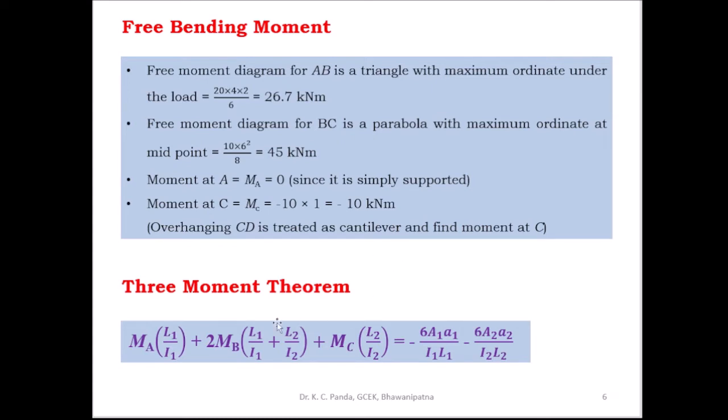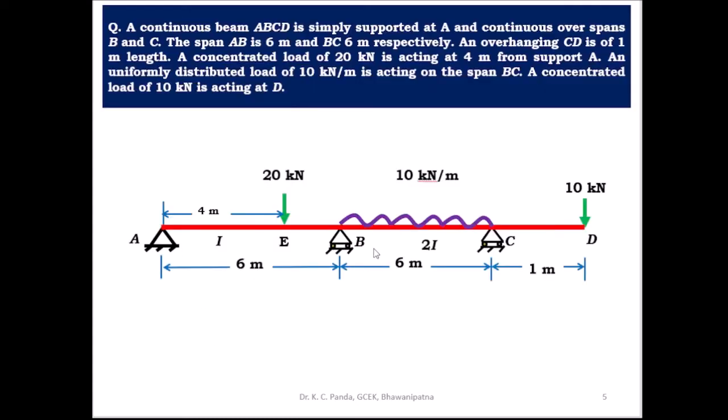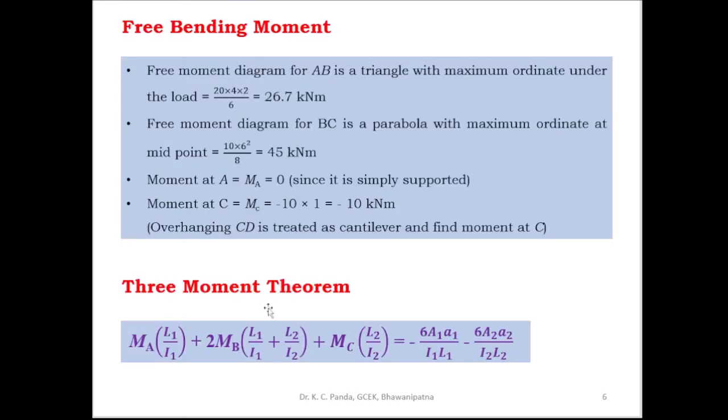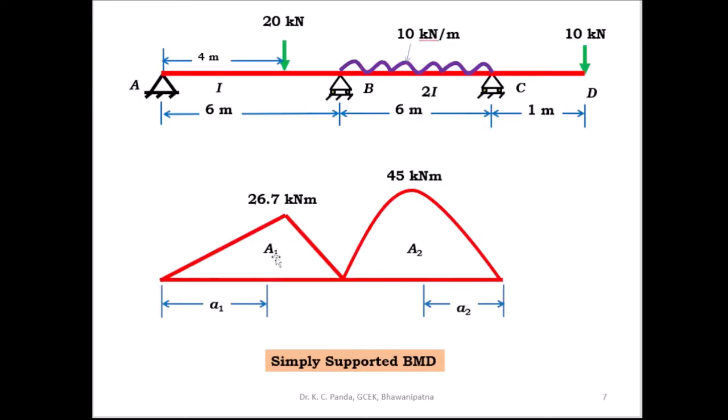Then apply the three moment theorem to the spans AB and BC, that is MA L1 by I1 plus 2MB times L1 by I1 plus L2 by I2 plus MC L2 by I2 is equal to minus 6 A1 a1 by I1 L1 minus 6 A2 a2 by I2 L2. So this is the free bending moment diagram for span AB and span BC.